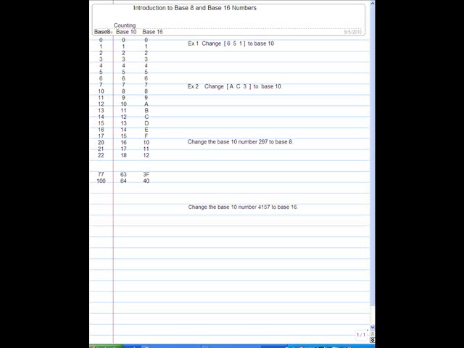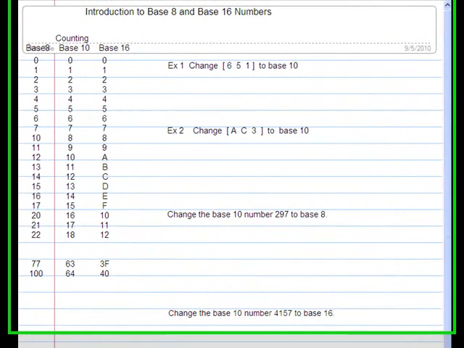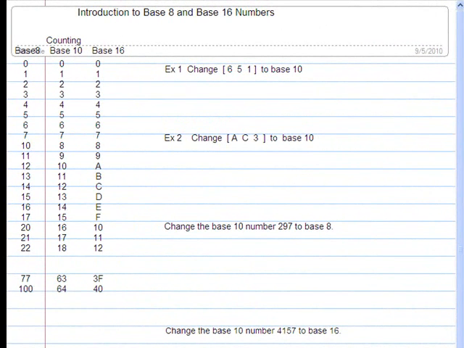Welcome to Base 8 and Base 16 numbers. We'll start off by counting in Base 8 and Base 16. Recall that in Base 10 there were 10 digits, 1 through 9 plus the 0 digit. So as you would expect, in Base 8 there are 8 digits, 1 through 7 plus the 0 digit.